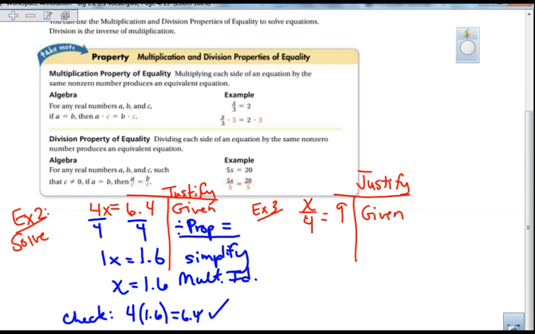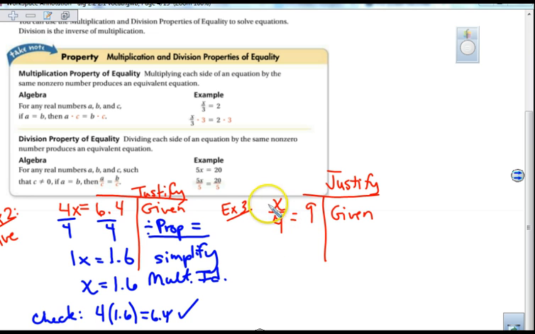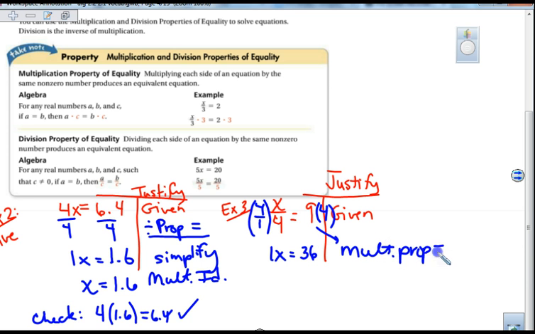If we look at this other problem, we are looking at x divided by 4. What do we do to get x by itself? The inverse of dividing by 4 is to multiply by 4 over 1. Do I need to put 4 over 1 on this side? No, I could just put 4. So that I actually have 1x equals 36. What property let me do that? That was the multiplication property of equality. Now that I've done that, I know that 1 times x gives me x equals 36. Why? That is, again, my multiplicative identity.